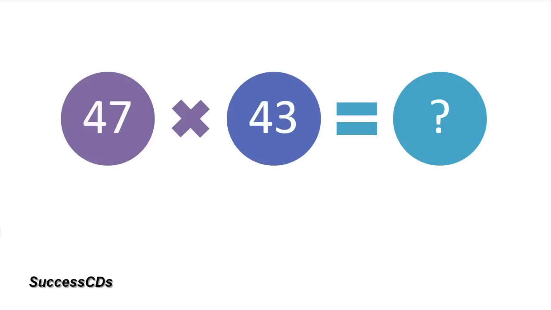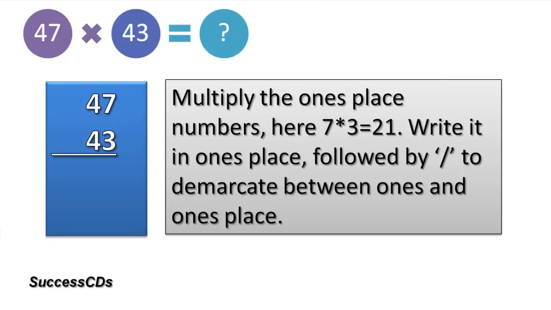Now here you can see the numbers in the ones place, that is 7 and 3, total to 10, and the numbers in the tens place, that is 4, are the same for both the numbers, so we can use this rule for this. So first of all, we will multiply the ones place numbers. 7 multiplied by 3 gives us 21. We will write 21 in the ones place followed by a slash.